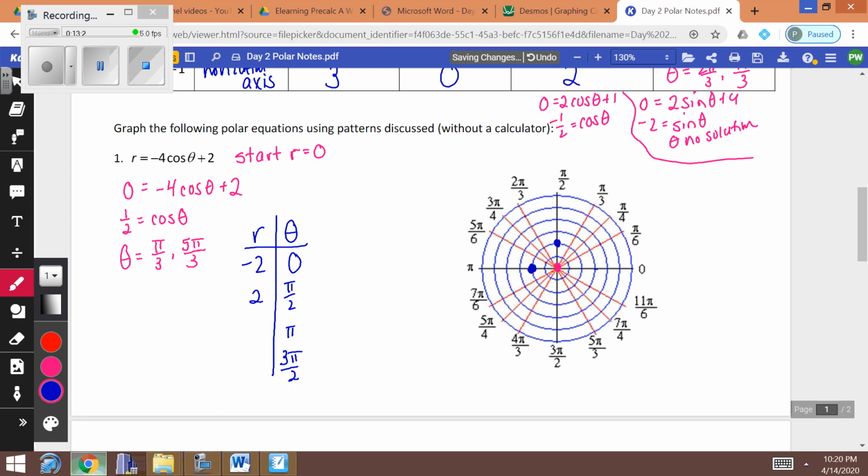So it looks kind of weird right now. At pi, we know the cosine of pi is -1. So -4 times -1 is +4. 4 plus 2 gives us 6. Notice that's going to be our furthest point away over here. And then at 3 pi over 2, we know cosine of 3 pi over 2 is 0, times -4 is 0, plus 2 is 2. So we have another point here.